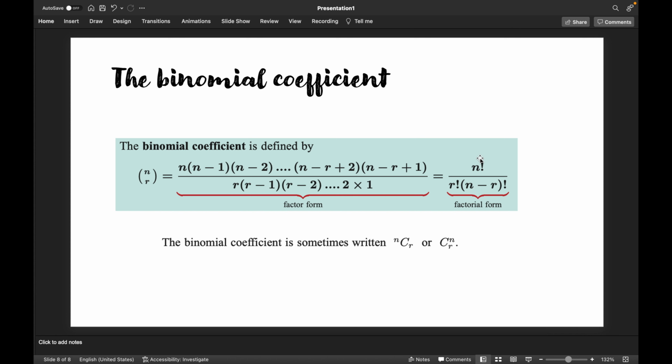Just remember that it's n factorial divided by r factorial into n minus r factorial. Just think of this as n, and for the bottom one, instead of multiplication, think of it as addition. So r and r get cancelled, left with n and n. That's how I remembered it, but you can remember it however you want.